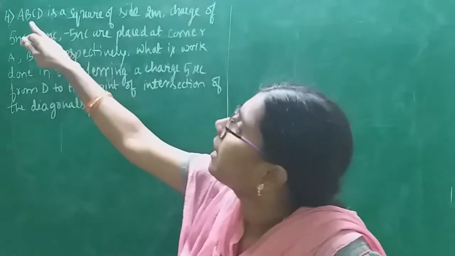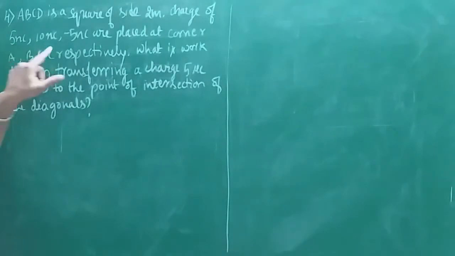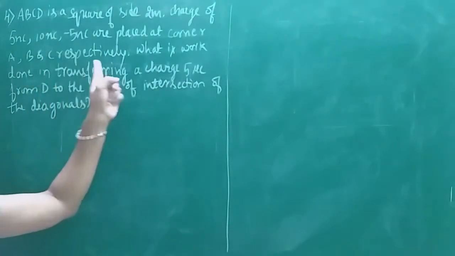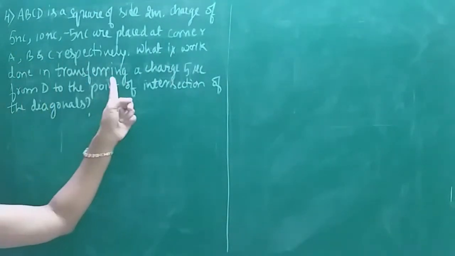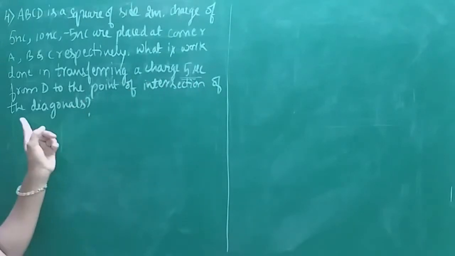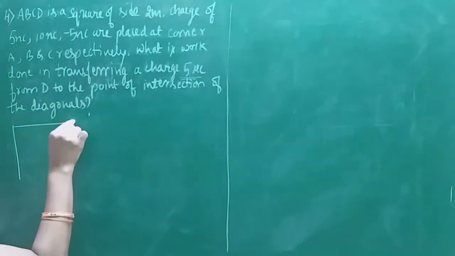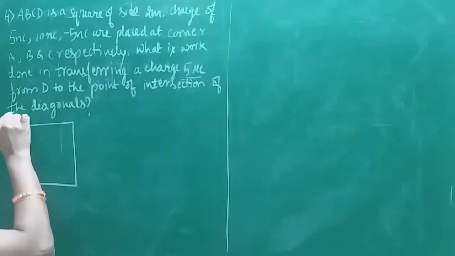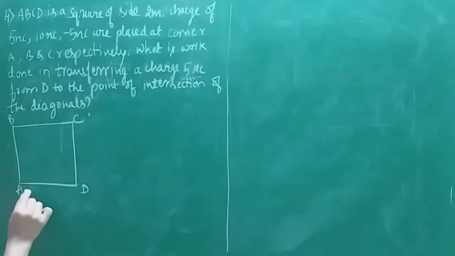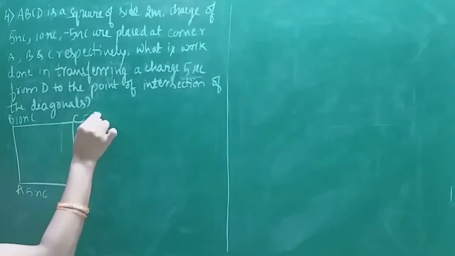The fourth problem: ABCD is a square of side 2 meter. Charges of 5 nanocoulomb, 10 nanocoulomb, minus 5 nanocoulomb are placed at corners A, B and C respectively. What is the work done in transferring a charge of 5 microcoulomb from D to the point of intersection of the diagonals? Okay, so here they have given ABCD is a square. Now take A, B, C, D as a square. Here at A, B, C, we have the charges 5 nanocoulomb, 10 nanocoulomb and minus 5 nanocoulomb.